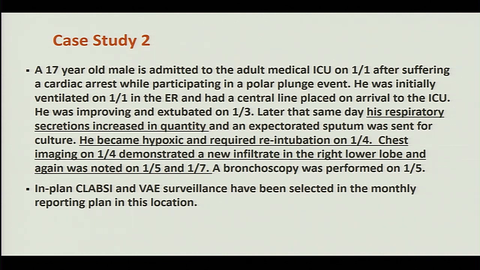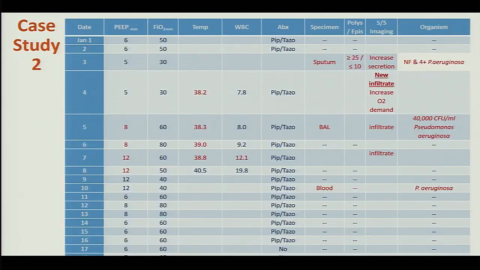In the little intro part, he had an increase in respiratory secretions on 1-3. He was hypoxic. He required reintubation, so that's worsening of oxygenation, increased oxygen demand. He had the eligible chest imaging results. Looking at the table, he had eligible temps and an eligible white count. He had a BAL and he had a sputum, but what's wrong with that sputum? We'll get to that.